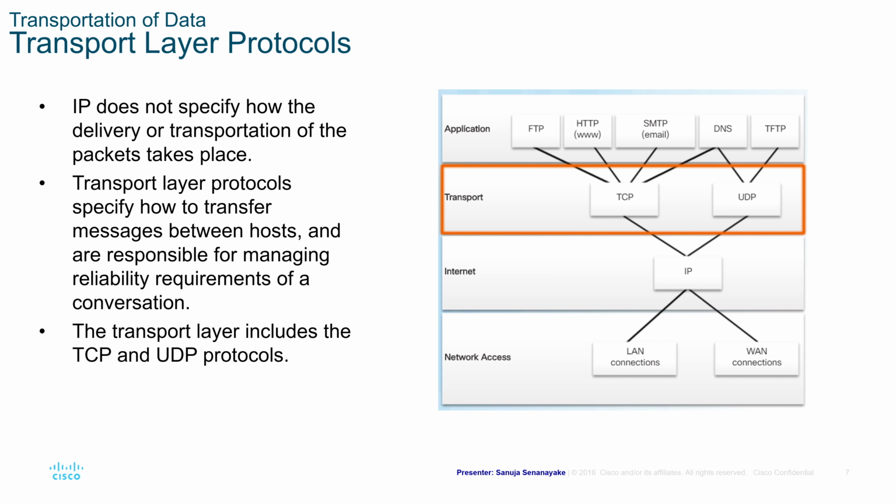IP does not specify how the delivery or transportation of the packets takes place. Transport layer protocols specify how to transfer messages between hosts and are responsible for managing reliability requirements of a conversation. The transport layer includes the TCP and UDP protocols. So if you look in here, the transport layer is using the TCP protocol and the UDP protocol for its processes. In the next few slides, we will go over TCP and UDP in a little bit more depth.